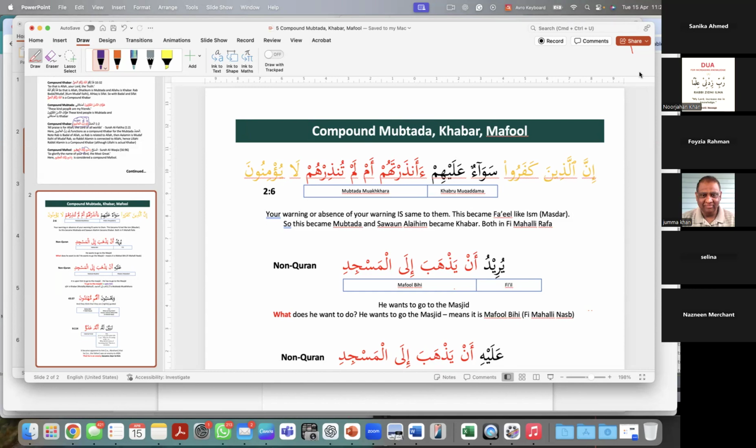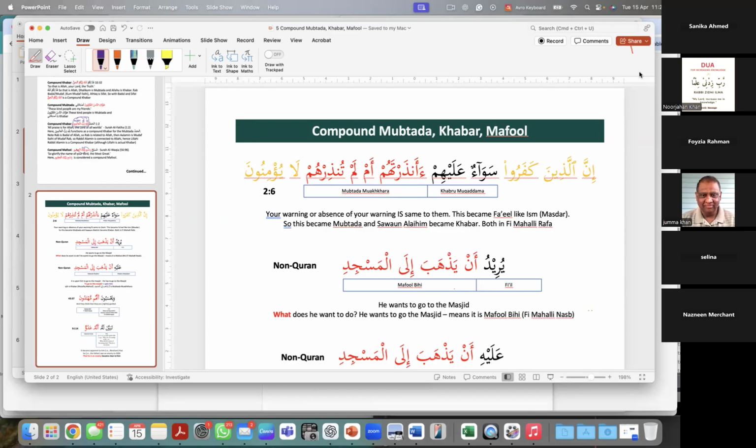Can it be mubtada here? The second part, sawa'un alayhim, sounds like an answer, an information about something. Something will be said first, then you say sawa'un alayhim. So whether you warn or you do not warn is the same to them. Can you see how I brought the "is"? And Ustad Hajira very beautifully said, when you can put the "is", you have done your job. It means you have separated the mubtada and khabar, and together it is a jumla. I want you to really understand that.